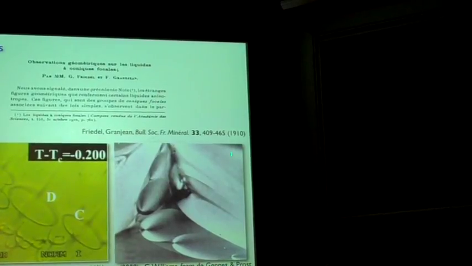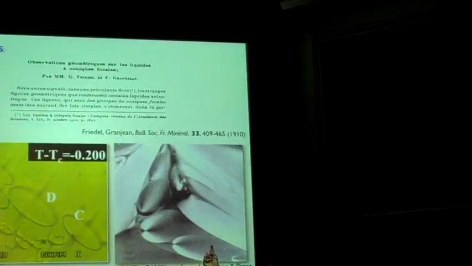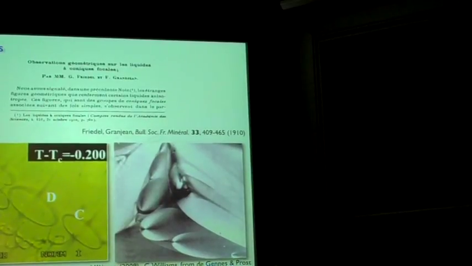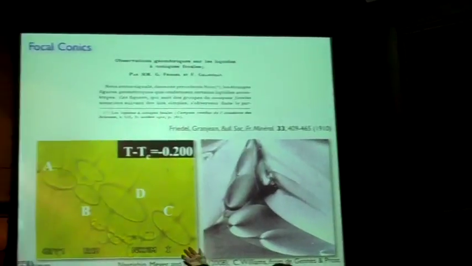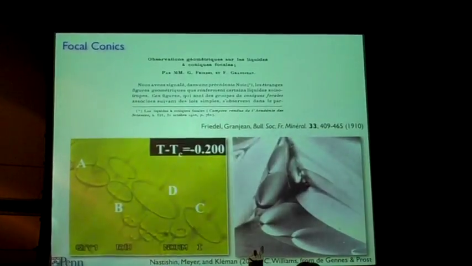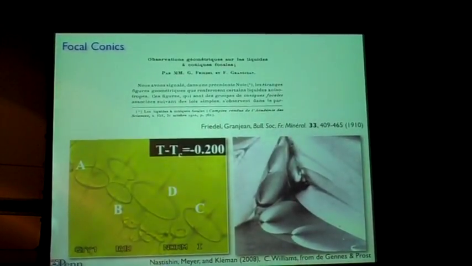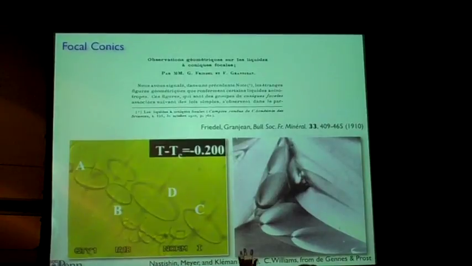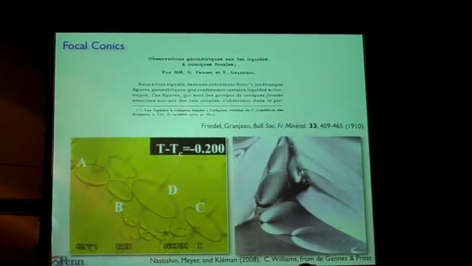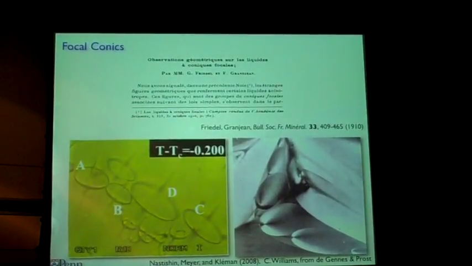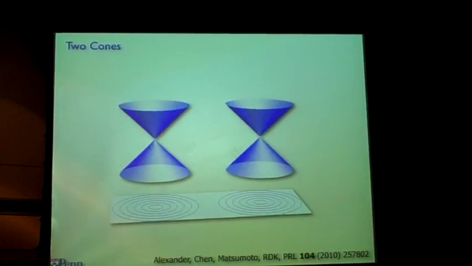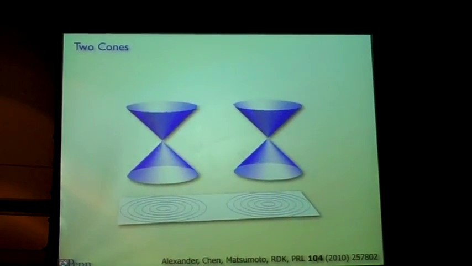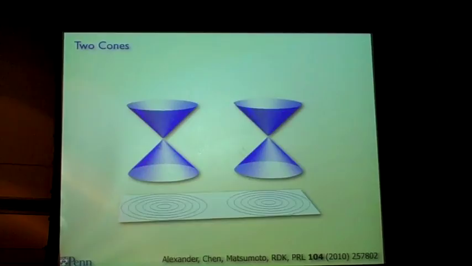So, 1910, Friedel saw pictures like this, all right? Micron-sized pictures. Saw pictures like this, and he said, you know what? This must be a set of layers. This must be microscopically something with layers. How did he know that? I'll show you.